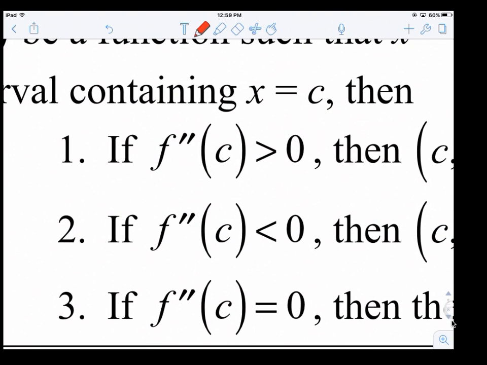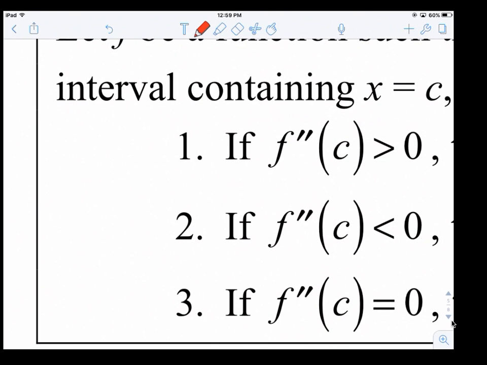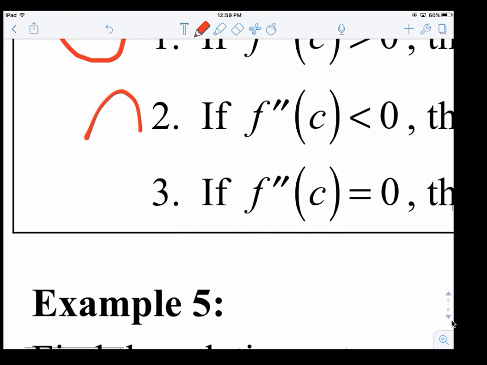If the second derivative is positive at that critical value, that means your graph looks something like that, so you are concave up. So at this point there must be a relative what? Min, right? And if that point makes it concave down, that means at that point there must be a relative max. And if you get 0, it doesn't work, and you have to go back to the first derivative test.